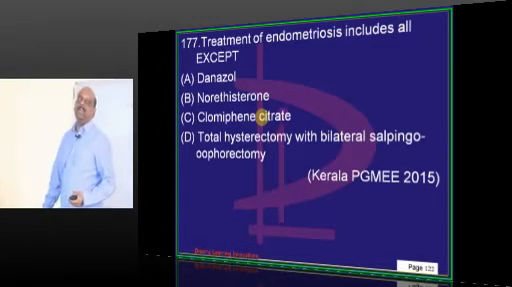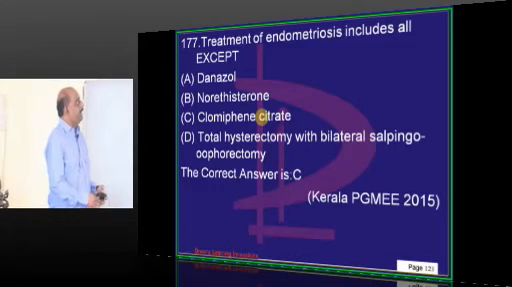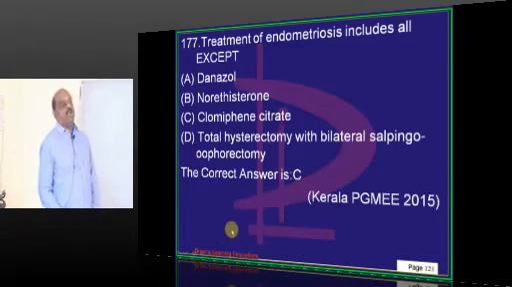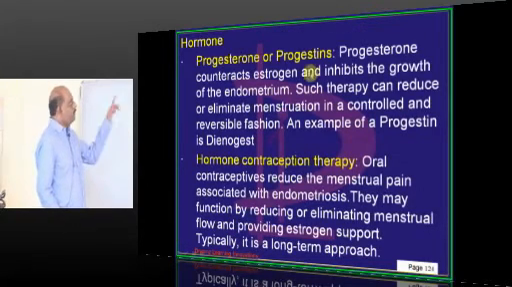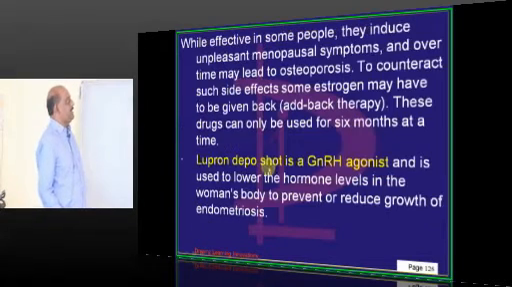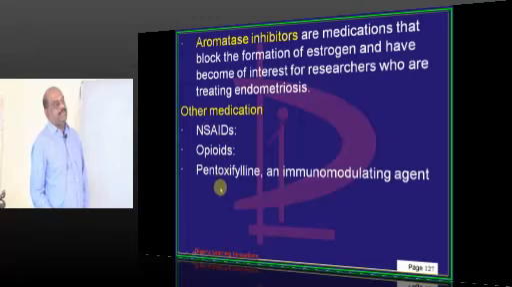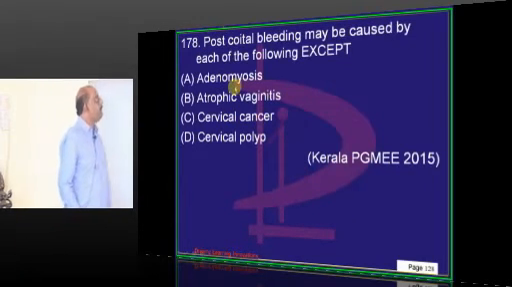So what is the treatment of endometriosis? Basically, danazol, norethisterone, total hysterectomy, not clomiphene citrate. So you use progesterone, hormonal contraception, danazol, gonadotropin releasing hormone agonists, aromatase inhibitors, NSAIDs, opioids, pentoxifylline, etc.